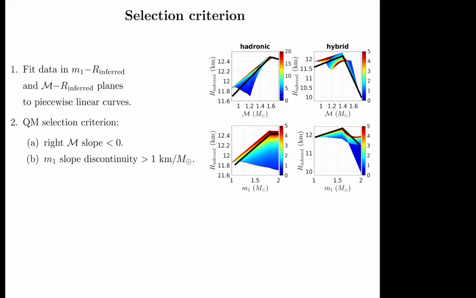Now, what you're probably thinking right now is that these two selection criteria are completely arbitrary, and that is absolutely correct. You can use a more stringent selection criterion. You can say, for example, that the right chirp mass slope is less than 1 kilometer per solar mass instead of less than 0, or you could change these numbers however you want. When you do that, you might identify quark-matter cores with more confidence, but then you might miss some events that actually have quark-matter cores. So this is arbitrary. This is the choice we've made. It works. There may be better choices that you can select.